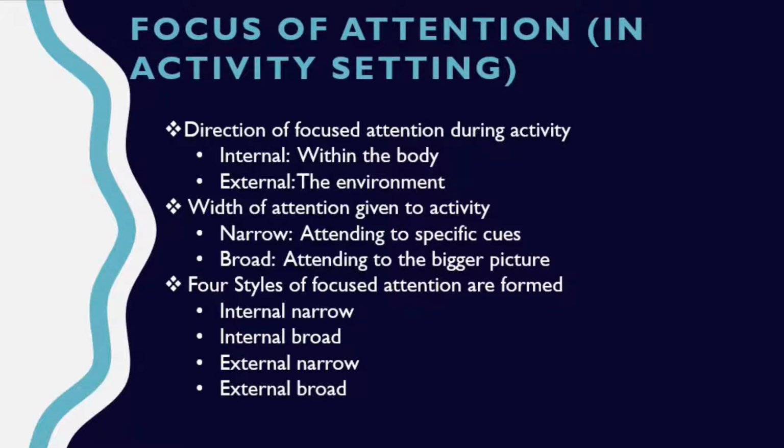Internal narrow, which would be visualizing completing a free throw. Internal broad, which would be rehearsing the strategic movement to make the free throw. External narrow, which would be fixating on the hoop to make the shot. And external broad, which would be scanning the players and teammates on the court to assist in completing a play.